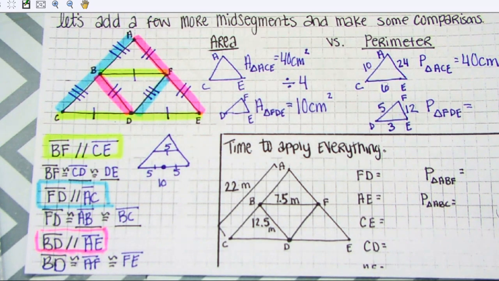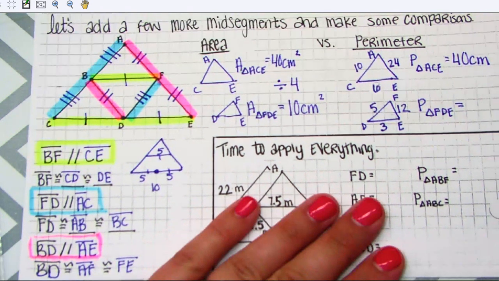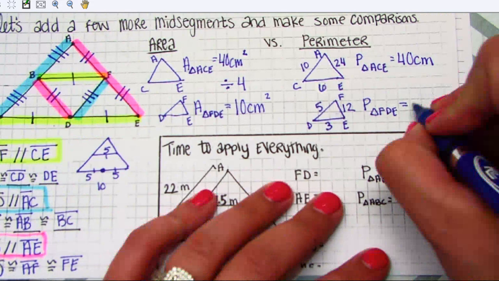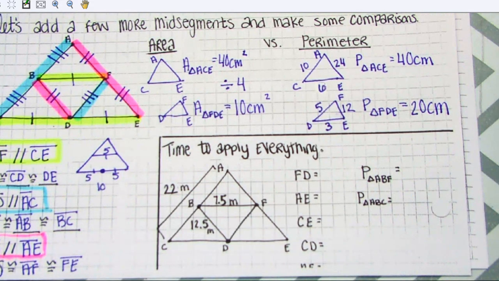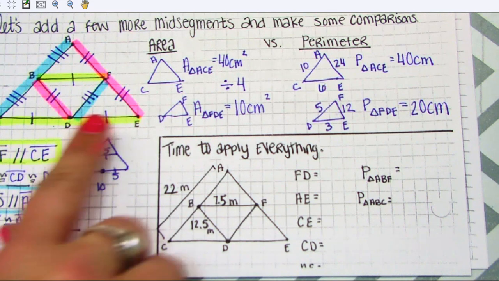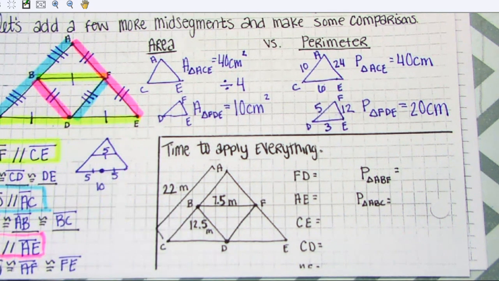So we want the perimeter, we're adding all the sides up. 20. Good job. So just scoot this over. This is 20. So how can we use the perimeter of the whole entire big triangle to get to the perimeter of one of the tiny triangles? What could we do with the 40 to get to 20?